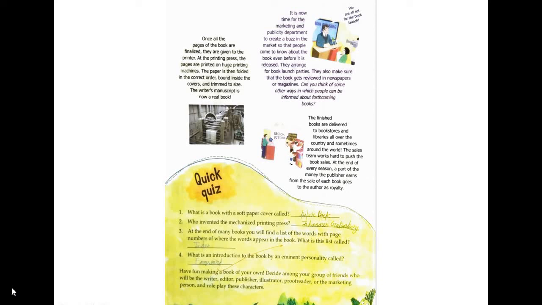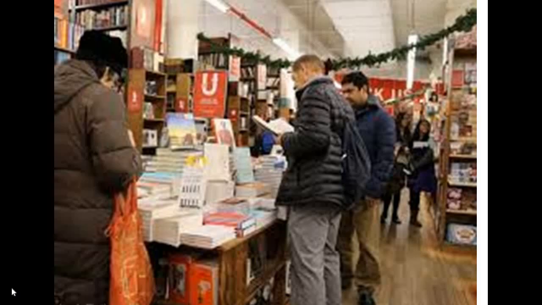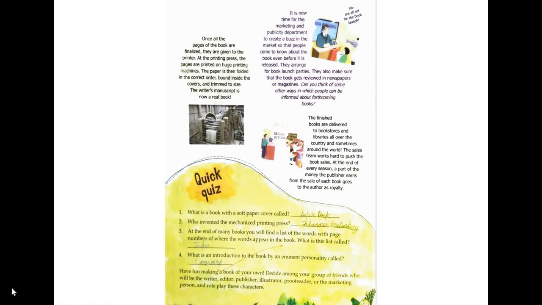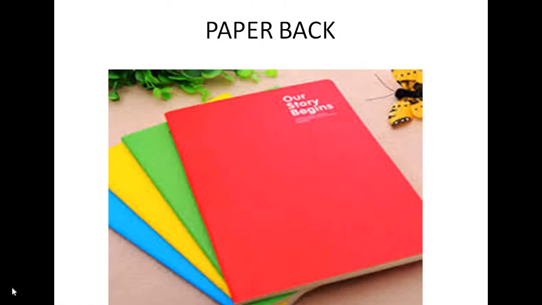Now there is a quiz on the basis of this activity. The very first question is, what is a book with a soft paper cover called? Before we start, here is a picture where you can see a bookstore. Sometimes the advertising and the marketing is done here also, and after that, the books are sold in the bookstore only. Again, coming back to the first question, what is the book with a soft paper cover called? This is a very soft cover notebook, and it is known as paperback.